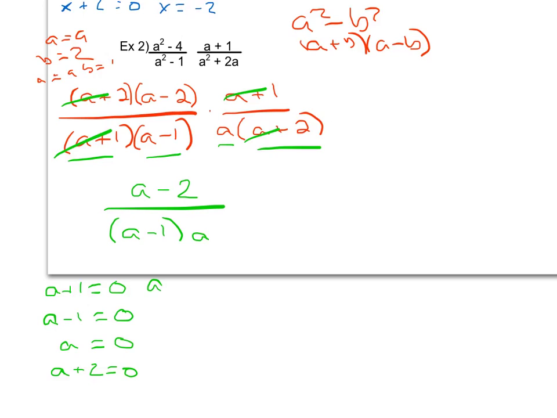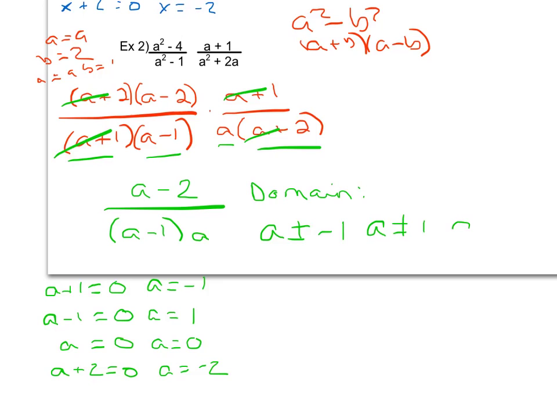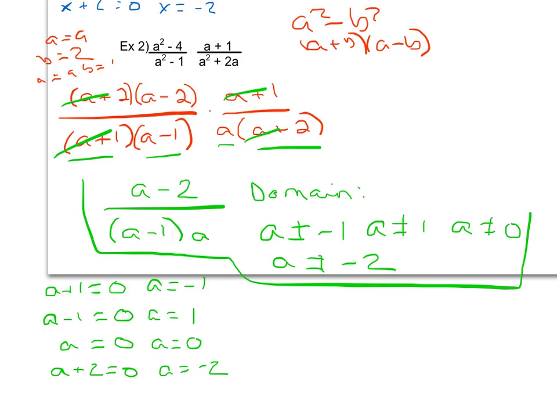Well, a plus 1 equals 0 if a is negative 1. a minus 1 equals 0 if a is positive 1. a equals 0 is already solved for me. And a plus 2 equals 0 if a is negative 2. So my domain is a cannot equal negative 1, a cannot equal 1, a cannot equal 0, and a cannot equal negative 2. So here is my final answer, as well as my domain with any restrictions listed.